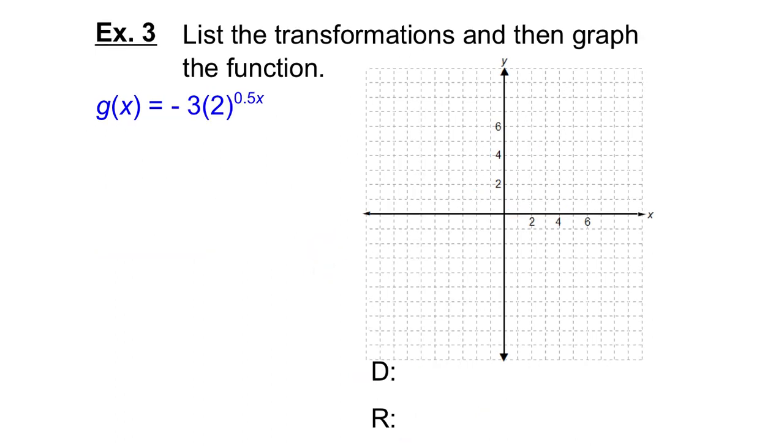And with all that in mind, why don't you try this one on your own? Notice we have an a value that's negative, and we have a k value that is 0.5. Don't let that trick you, but see if you can make a graph of g of x and do all the things we did before. So pause the video and try this one on your own.